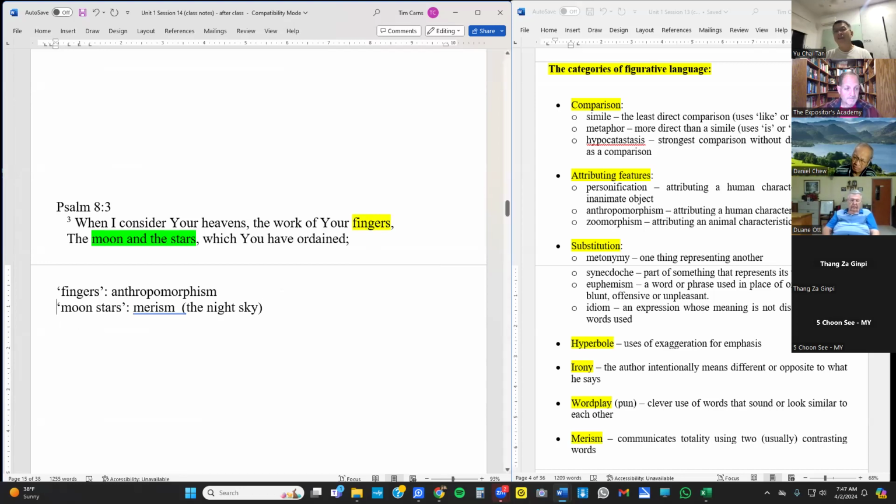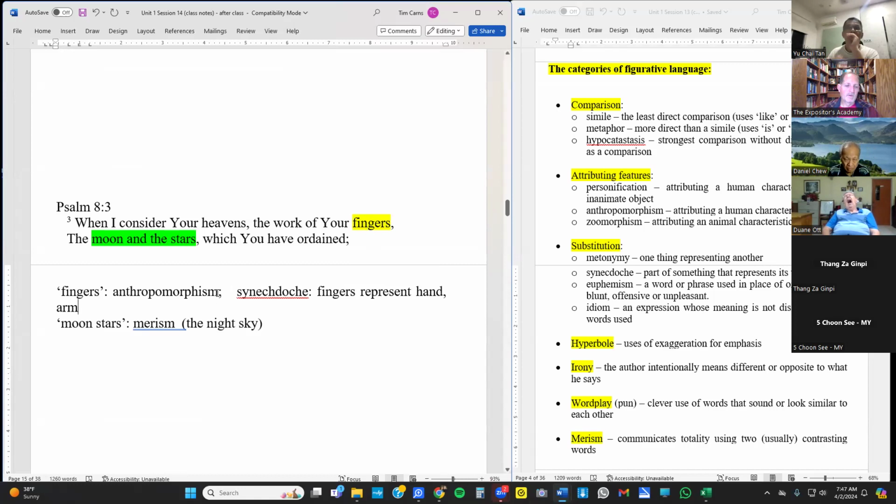Yes, it was his hand, not literal. But here I think this is almost like a synecdoche, that the fingers represent the hand or the arm. And you'd only know that by understanding how, typically, when we talk about God's creative power, it talks about the hand of God moving.